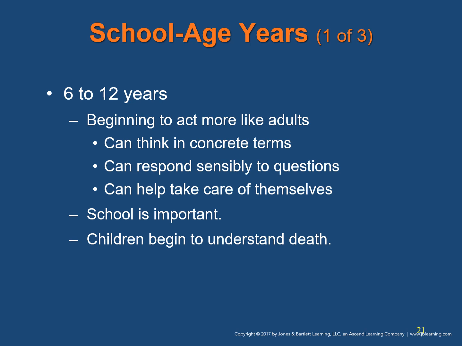School age years, 6 to 12. Children at this age are beginning to act more like adults. They can think in concrete terms. They can respond sensibly to questions. They can help take care of themselves.